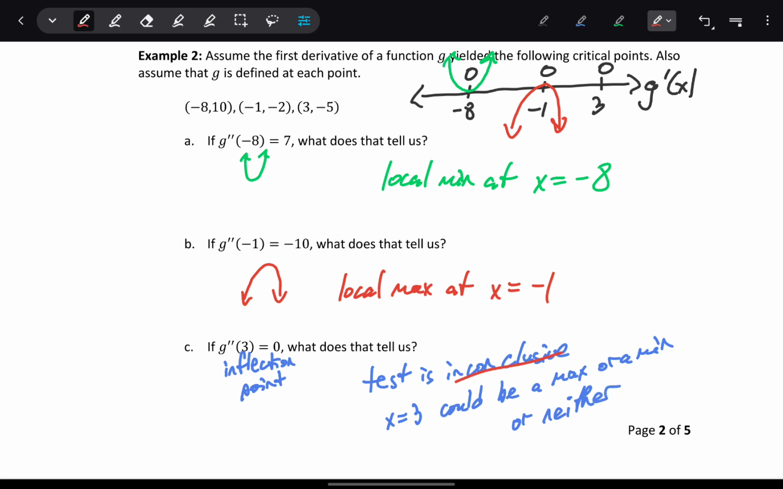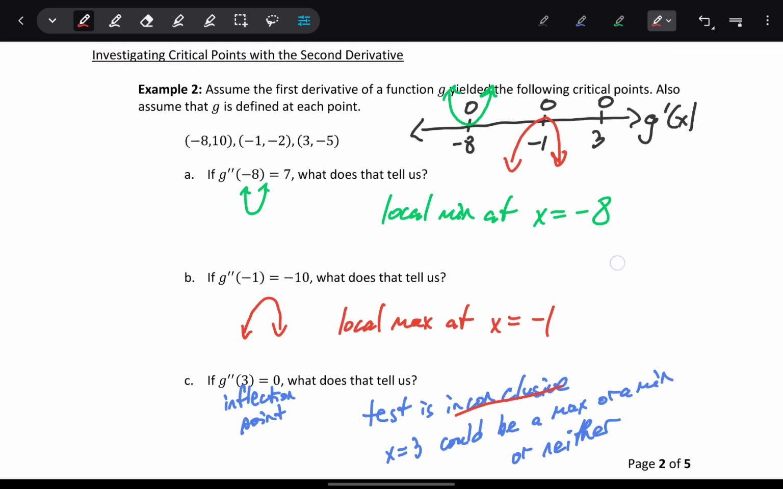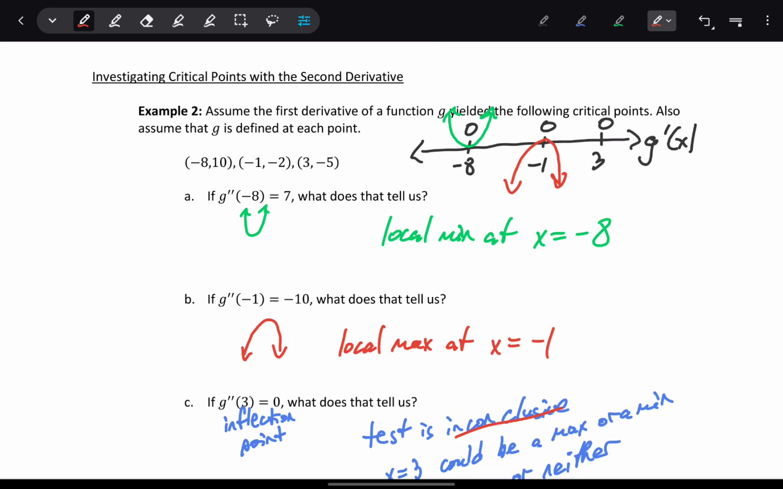The key idea is that word inconclusive. If we get the second derivative equal to 0, it tells us no information regarding whether we have a maximum, a minimum, or neither. We'd have to then do some investigation where we check points on either side of 3. So we'd have to see what's happening at x equals 2, what's happening at x equals 4 relative to the first derivative. So additional investigation would be required in order to classify x equals 3 as a maximum, minimum, or neither.